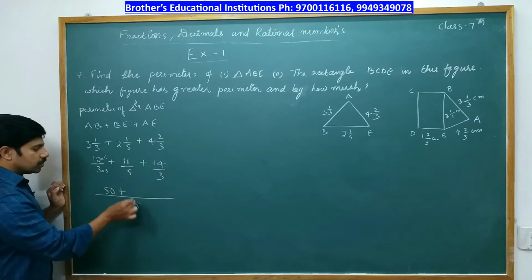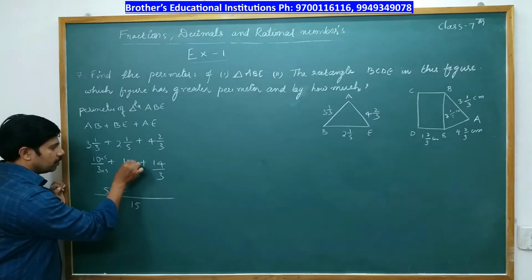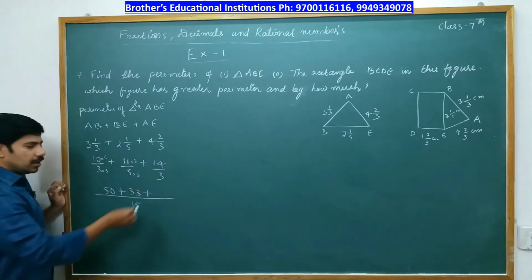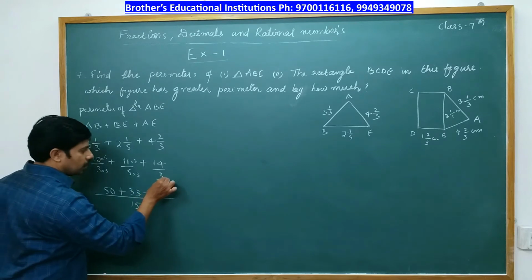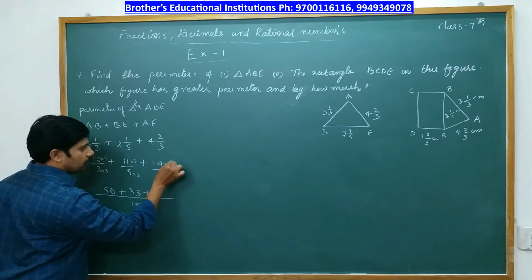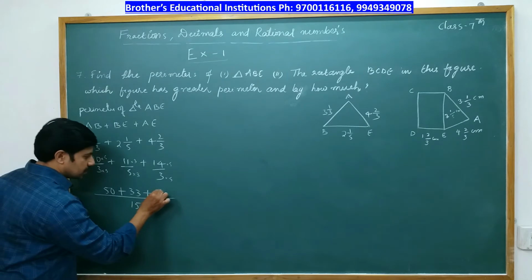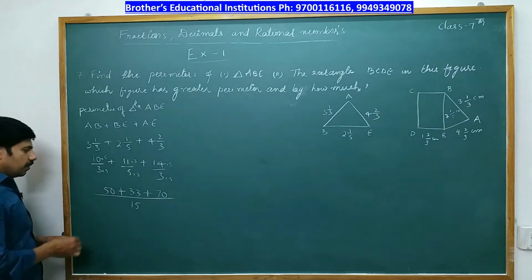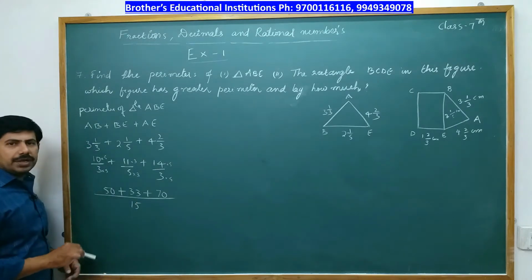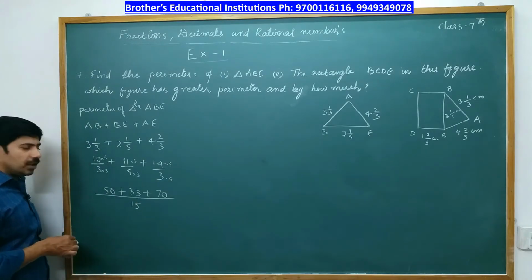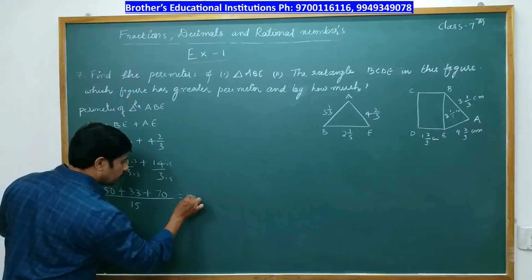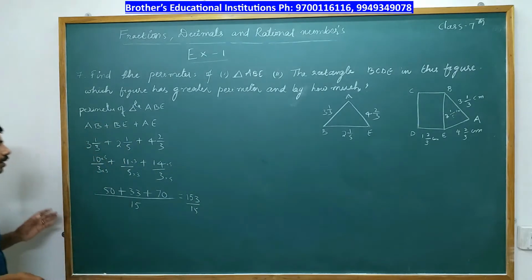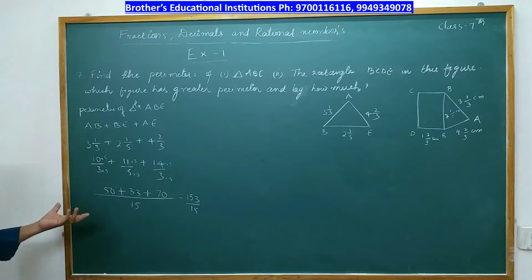Plus 5 goes how many times in 15? 3 times, so 11 times 3 we get 33. Plus 3 goes how many times in 15? It goes 5 times. Multiply with 5: 14 times 5 is 70. Right? Now we'll add these. 50 plus 33 is 83, 83 plus 70 is 153. So 153 by 15. Right? So this is the perimeter of triangle ABE.